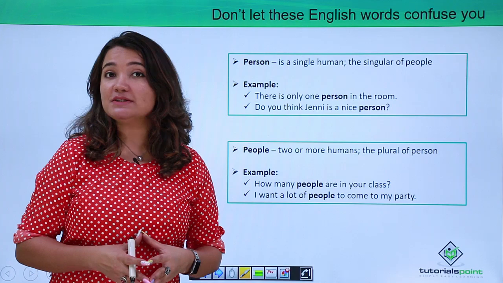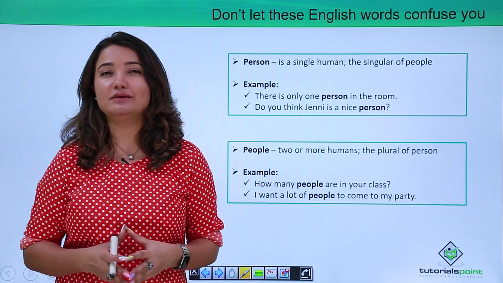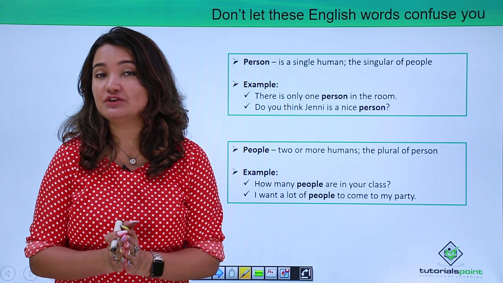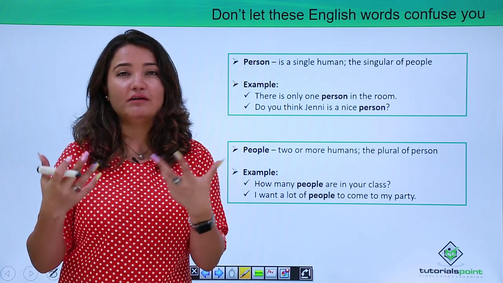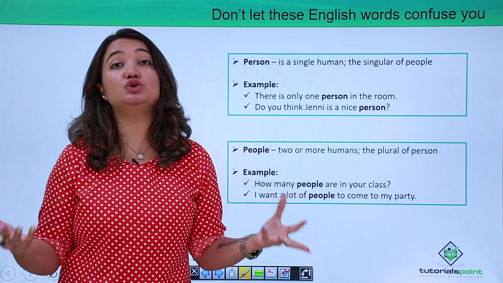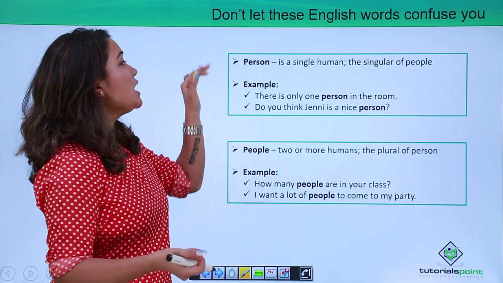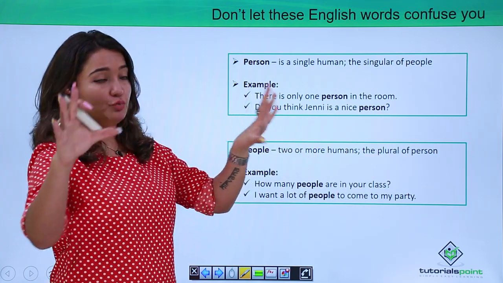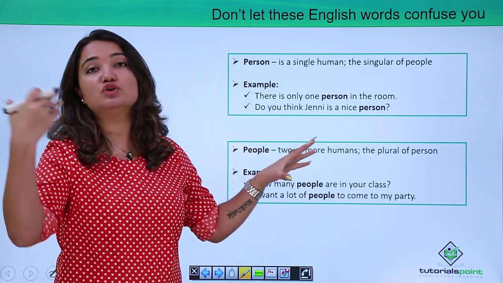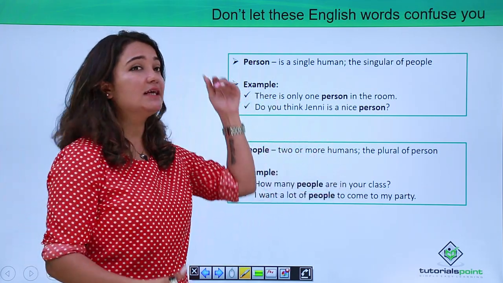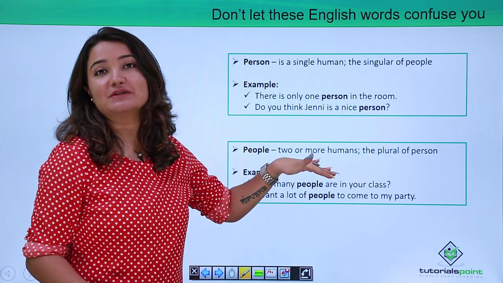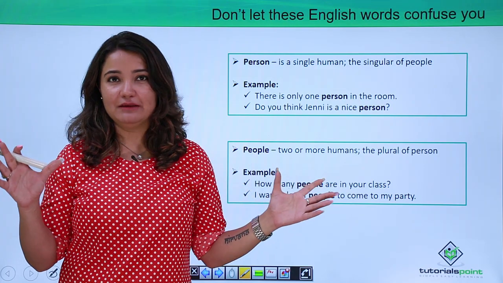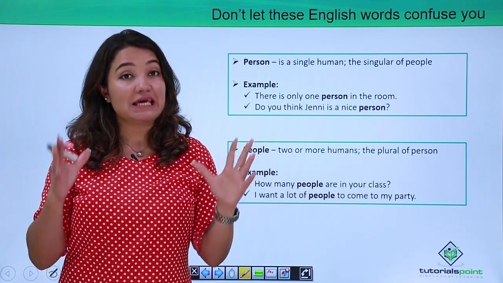Okay, well, person and people, yet another confusing group of words for us, wherein again we are in this dilemma of which one to choose where. Well, person is used for a single human being, whereas people is used for two or more human beings. That is, it is the plural form of person. So pretty simple, nothing much to explain.